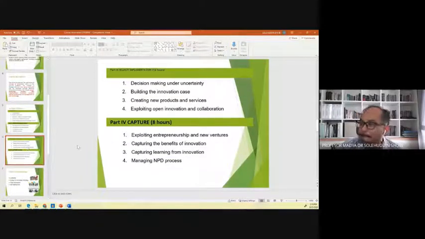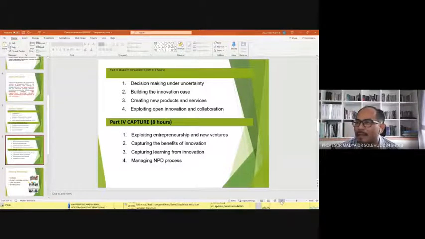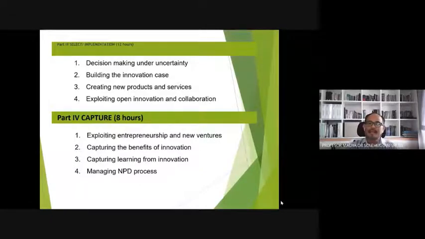Regarding the coverage, the remaining chapters left for me are these 2 topics: decision making under uncertainty, building the innovation case, and number 3, creating new products and services, exploiting open innovation and collaboration. This is what we call part 3, which is under select and implement.